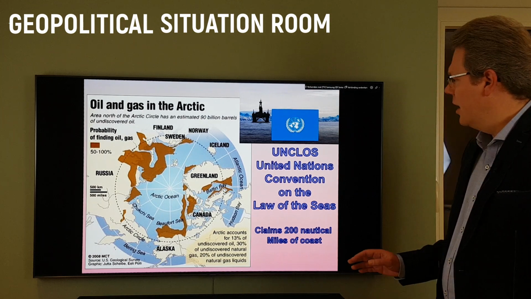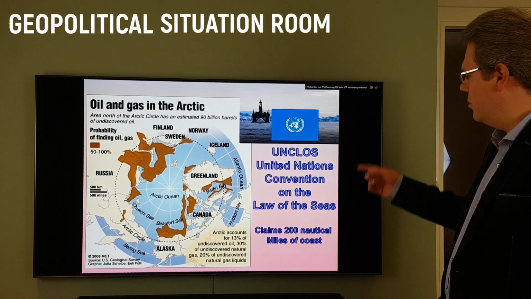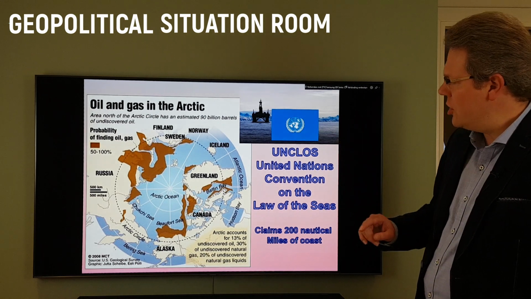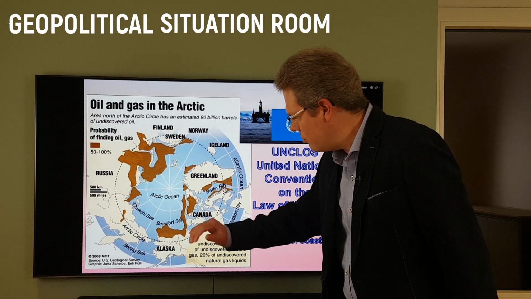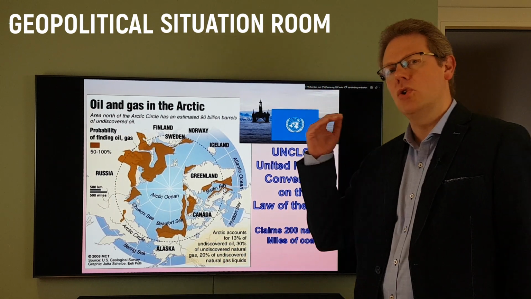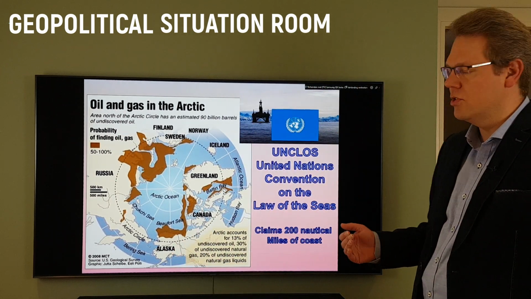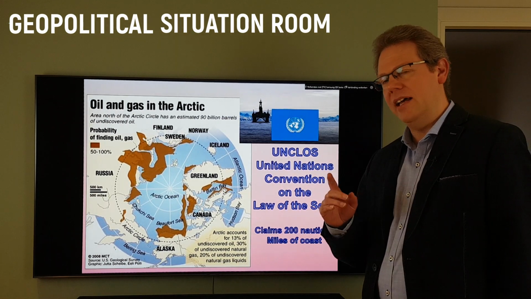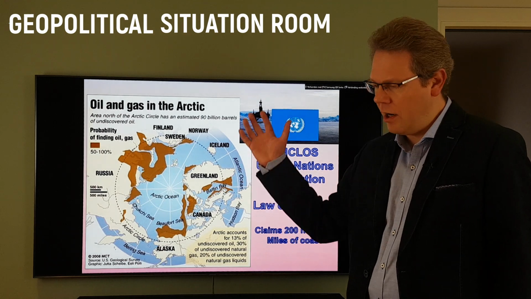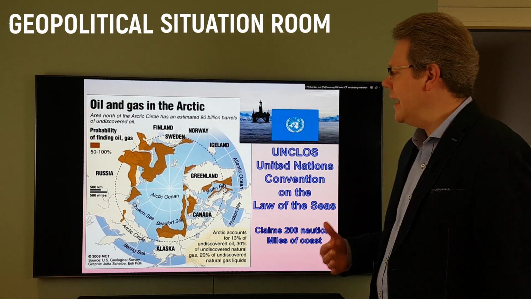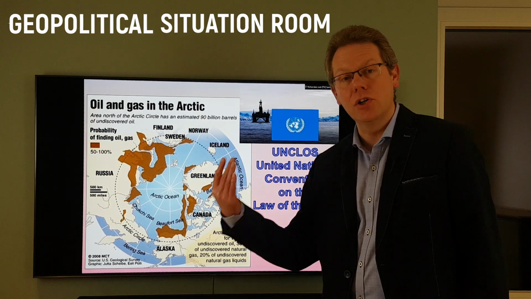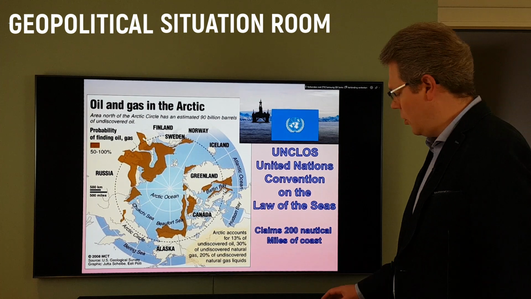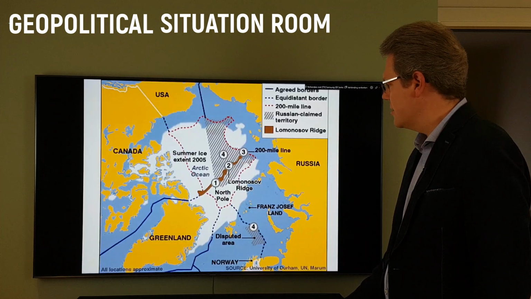Legally speaking, there is the UNCLOS Treaty, the United Nations Convention on the Law of the Seas, which talks about the fact that countries can claim 200 nautical miles of their coast as an exclusive economic zone. Moreover, if they can somehow prove that there are underwater ridges, then they can claim even a bigger chunk of exclusive economic zone. And that is what is already happening, has been happening the last 10 years.